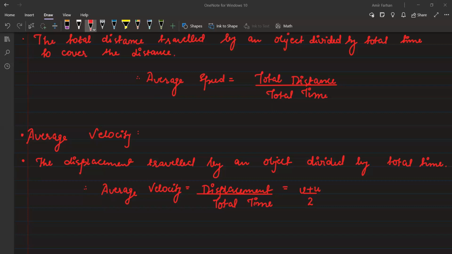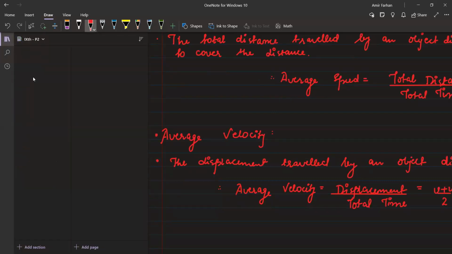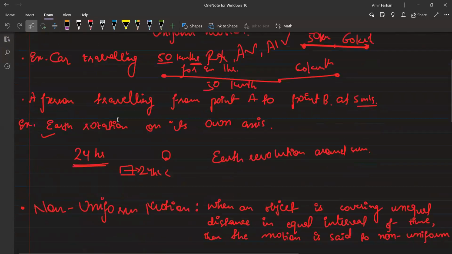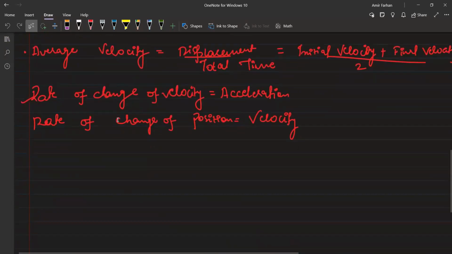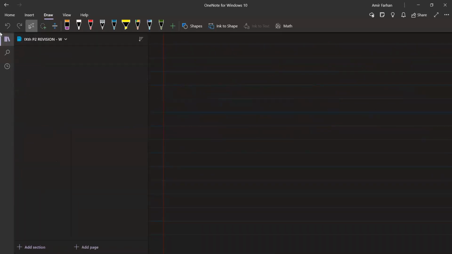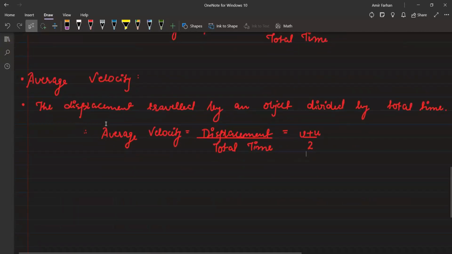Just a second. Just give me a moment. Let me take some numericals based on this. I have written some numericals here. Let's not take from this one, let's take from that one. Okay, let's take it from here. No worries.